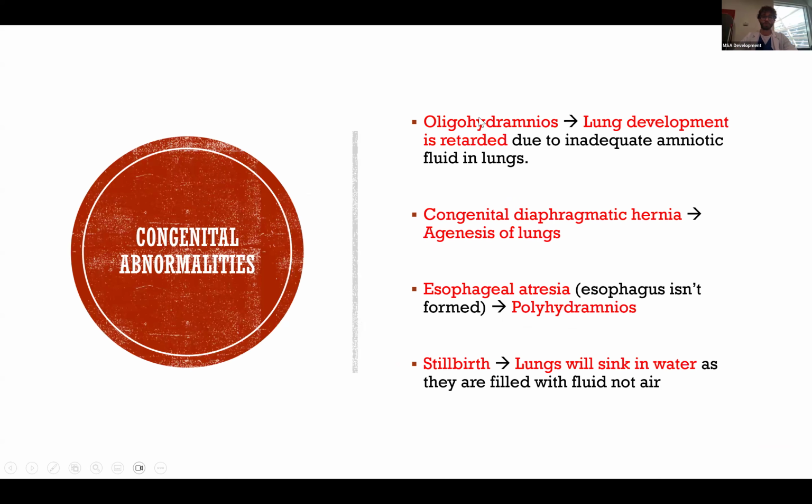Okay, now let's talk about every problem and what it's going to cause. If we have oligohydramnios, which is little amniotic fluid, I said this before, we're going to have lung development retardation. Why? Because we don't have enough amniotic fluid. Well, the amniotic fluid is what's going to allow this lung to grow. If we don't have this amniotic fluid, how is the lung going to grow?